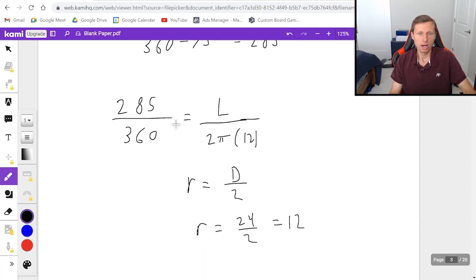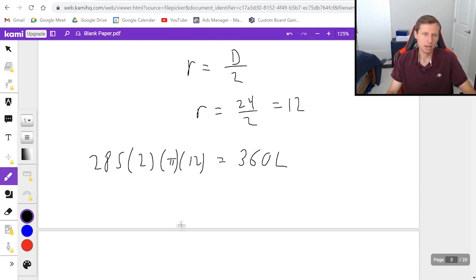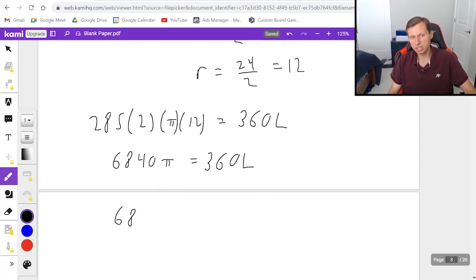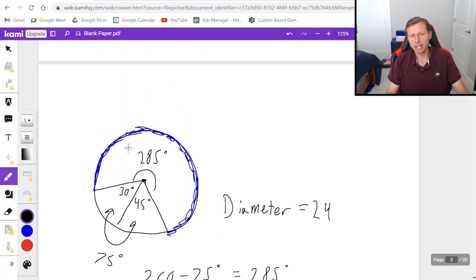It's 12. Again, I'm going to cross multiply, which means that 285 times 2 times pi times 12 is equal to 360 L. Okay, on the left side, when I plug that in my calculator, I'm going to get 6,840 times pi is equal to 360 L. And then when I divide both sides by 360 to solve for L, I'm going to get 19 pi, and there's my arc length.